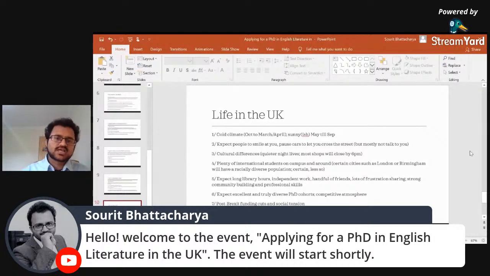Generally, it's going to be a cold climate, a temperate and cold climate, a harsh cold climate if you are in the northern part. October to March and April is going to be very cold. If you're from the hot and sultry parts of the world, that will be a change, but if you're from the EU, you already know what to expect. And then sunnyish from May till September. Very sunny is an oxymoron in the UK, but sunnyish and beautiful and gorgeous, as you sometimes see on your screens, in advertisements and films.